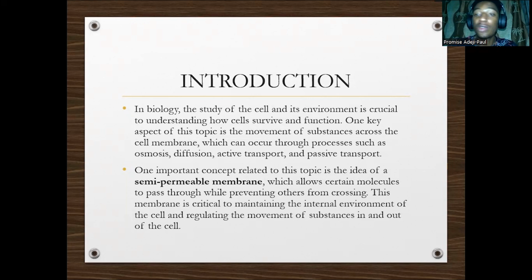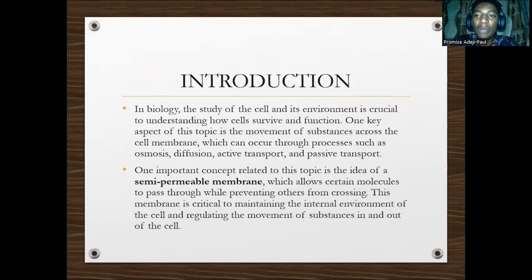But one important concept that's related to this topic that you have to have an idea of is what we call semi-permeable membrane, which allows certain molecules to pass through while preventing others from crossing. From the name semi, it's like half. So some things will pass through, but other things cannot pass through. So this membrane is crucial to maintaining the internal environment of the cell and regulating the movement of substances in and out. So it helps some substances enter, helps some leave, and it doesn't allow all.